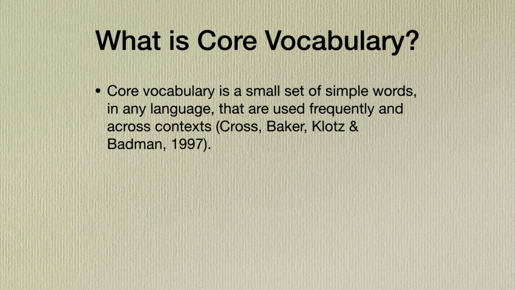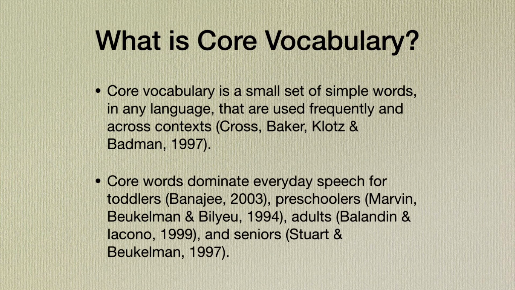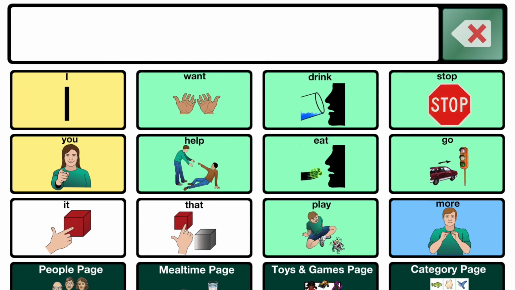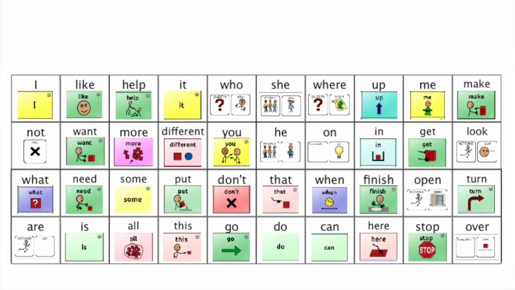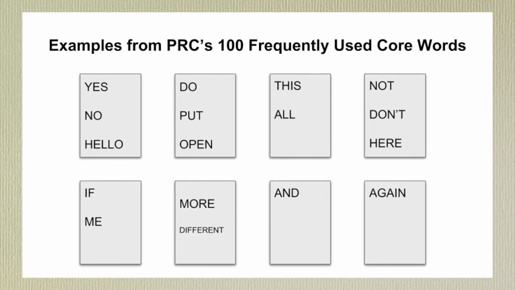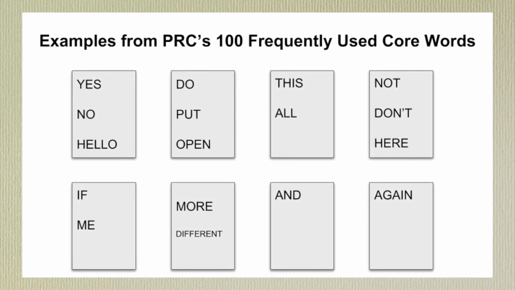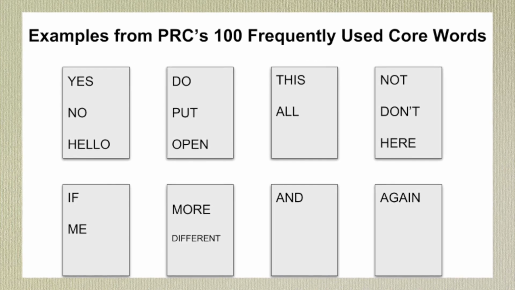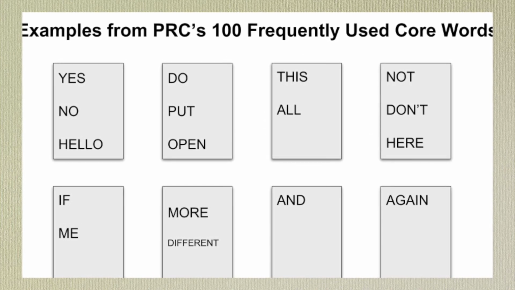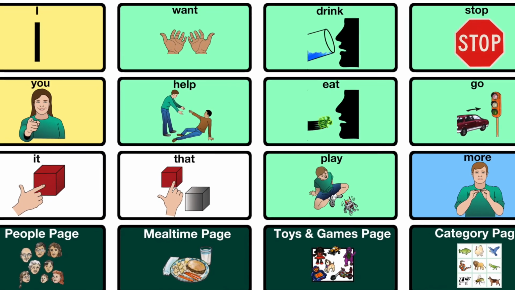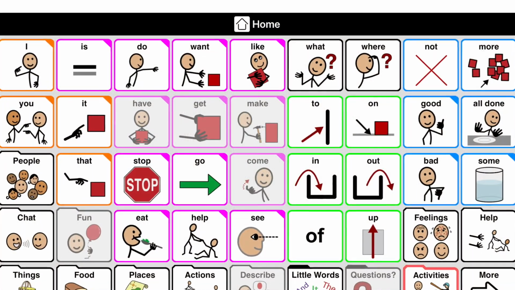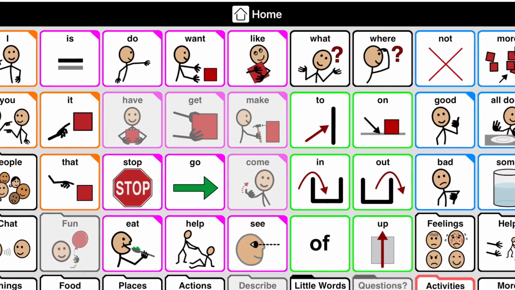So we know from a number of research studies that core vocabulary consists of these simple, high-frequency words that are used across contexts. Core words have been found to dominate everyday speech for individuals across their lifespan. Let's take a look at some examples. As you can see here, core vocabulary include a variety of types of words, like adjectives, pronouns, and verbs. These words are abstract and can be hard to understand, but since they dominate everyday speech, they are very important to teach. So how do you use core vocabulary?